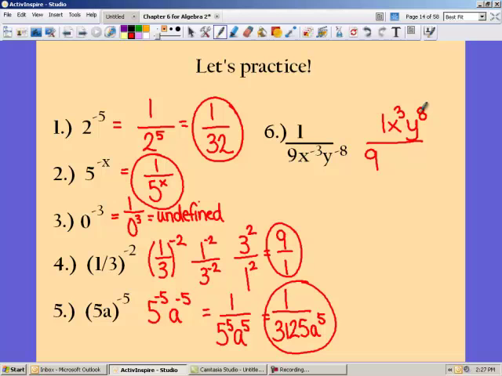And so our answer, if you want to rewrite it, would just be 1/9 x to the 3rd, y to the 8th. You could put the fraction bar all the way over, but when you don't have anything underneath of this, this is saying that it is on top. So this is your answer.